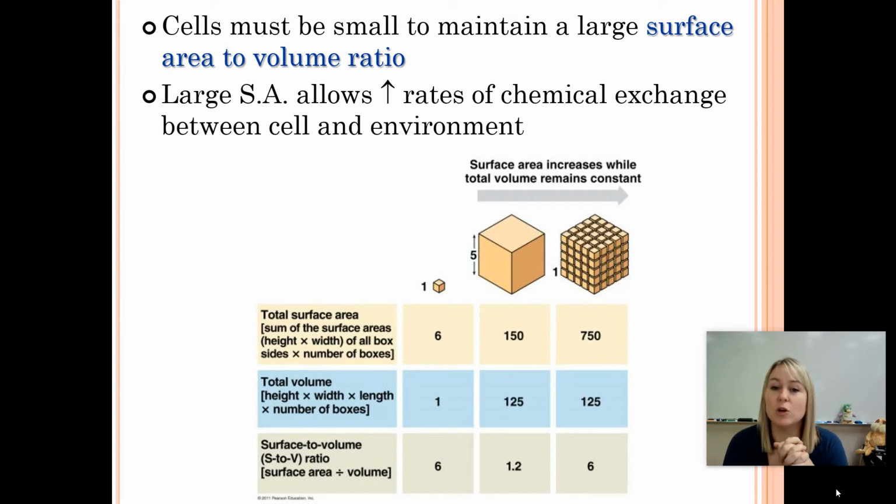So in order for an organism to grow, you can't just let the cell get bigger. Instead, you have to add more cells. So that's what happens in that last column. It's showing that an organism can be large, but it's going to have to add a bunch of smaller cells. Keep the cells small, but have more of them, and that maintains a surface area to volume ratio conducive of diffusion. So that's where multicellularity comes from.